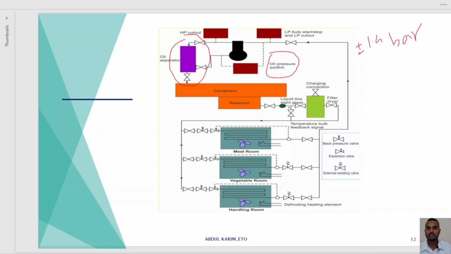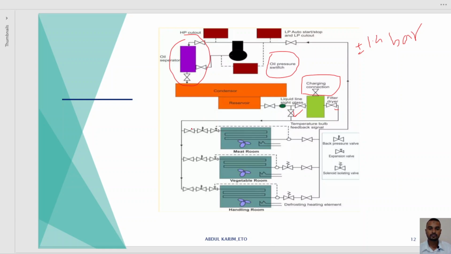Here we see a liquid line sight glass. By the sight glass we can see the condition of the refrigerant. Here is a charging connection. Why is this charging connection used? If our system's refrigerant is getting low or there is any leakage, in that case we can charge the refrigerant through this line. There is a filter drier and this is a bypass valve. If there is any maintenance, then we can use this bypass valve. Suppose everything is okay, then our refrigerant will come through this line.